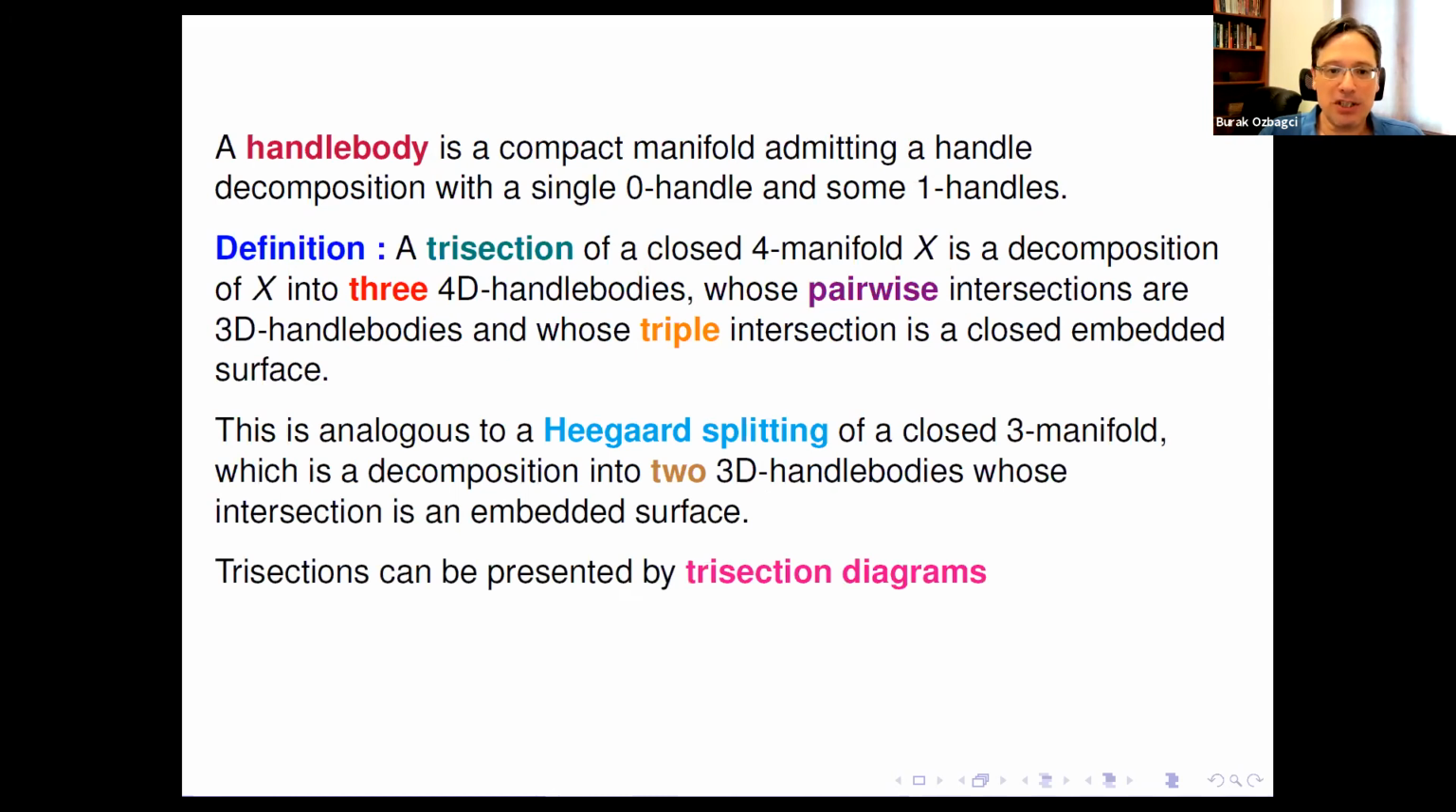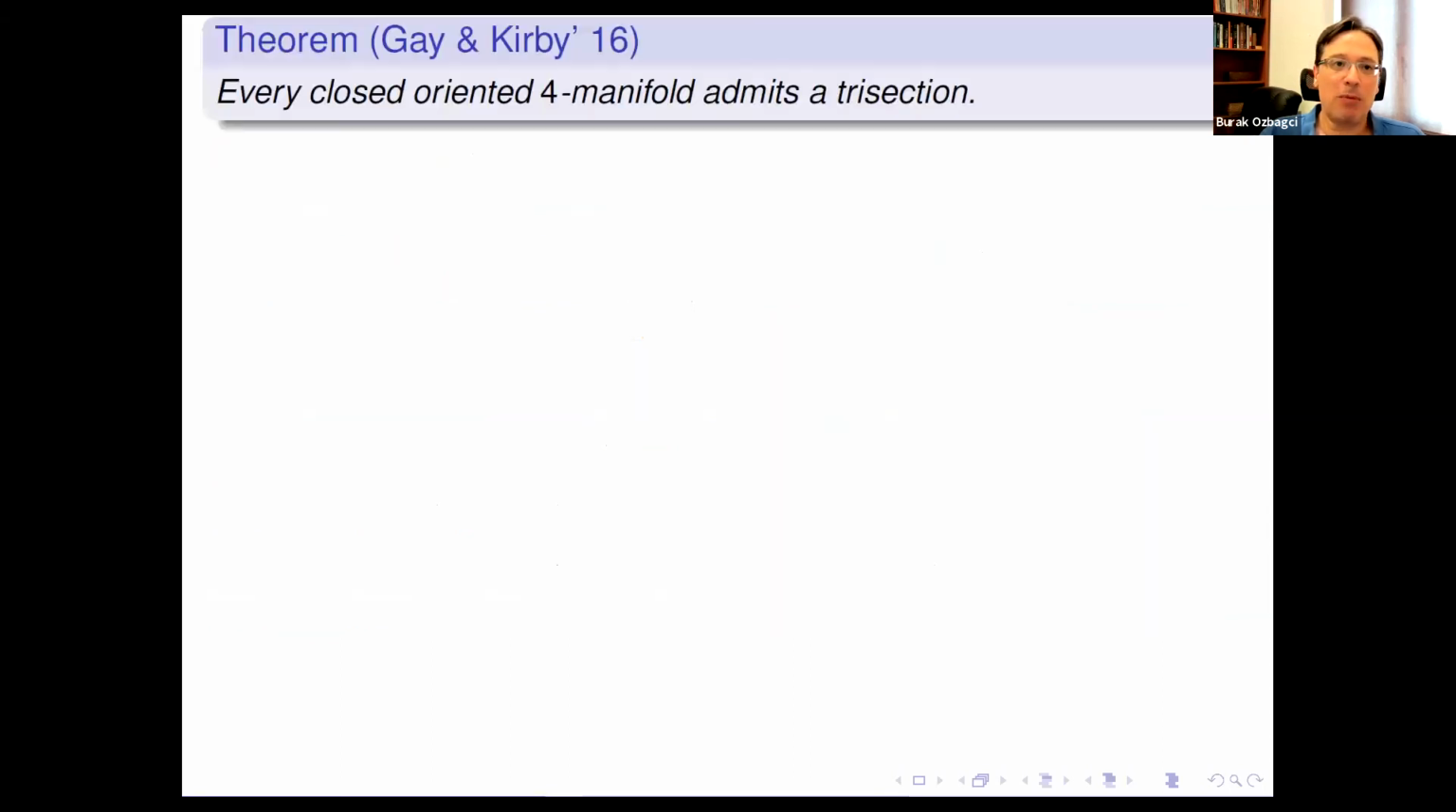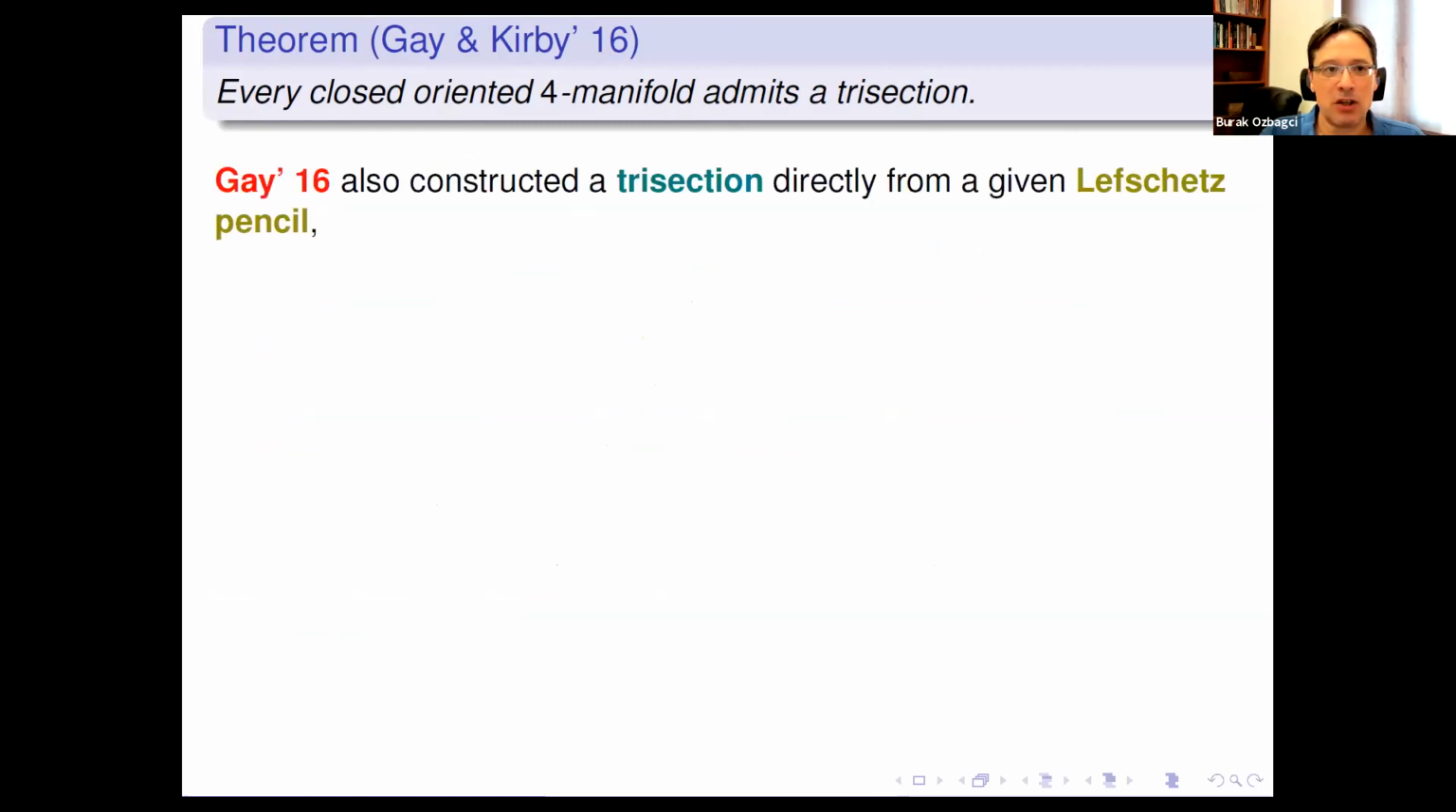So trisections can be presented by trisection diagrams, similar to Heegaard diagrams. In fact, it's a generalization of the Heegaard diagrams that gives you complete diagrams which describe this decomposition of X into three 4D handlebodies. In the subject, the main theorem is due to Gay and Kirby: every closed oriented 4-manifold admits a trisection. Immediately after this result, Gay himself also constructed a trisection directly from a given Lefschetz pencil, but without describing an explicit trisection diagram and not necessarily referring to the vanishing cycles of the fibration of the pencil.